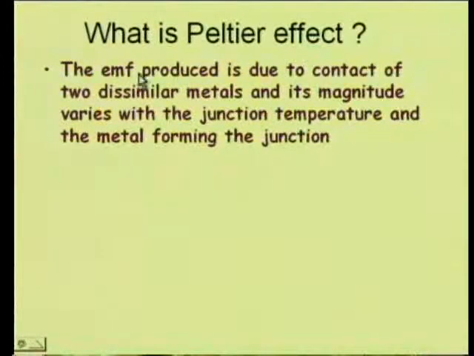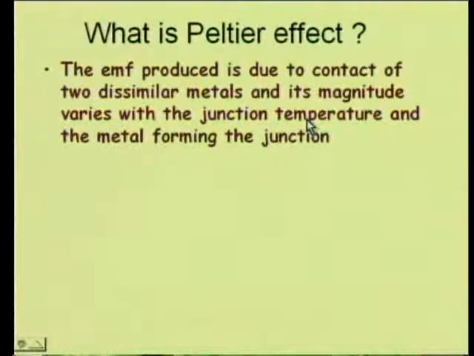First one is Peltier effect. The EMF produced is due to contact of two dissimilar metals, and its magnitude varies with junction temperature and metal forming the junction. So here EMF is produced, as explained earlier, due to contact of two dissimilar metals, that is, two wires not having the same material, and its magnitude varies with junction temperature.